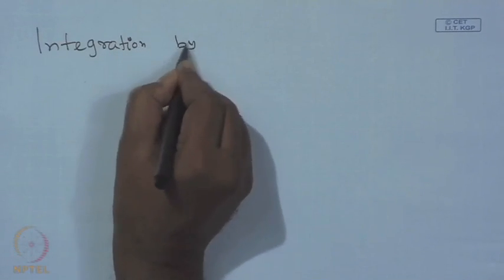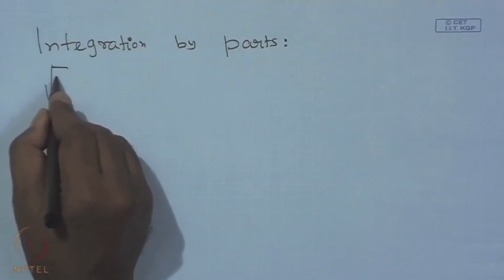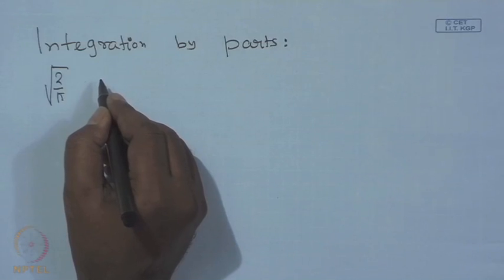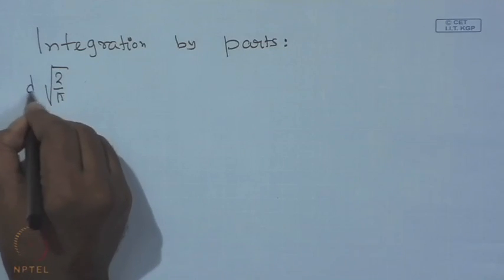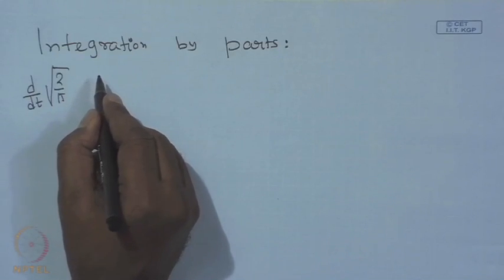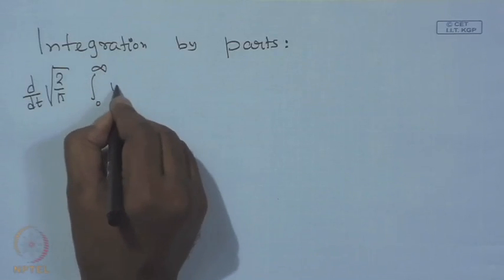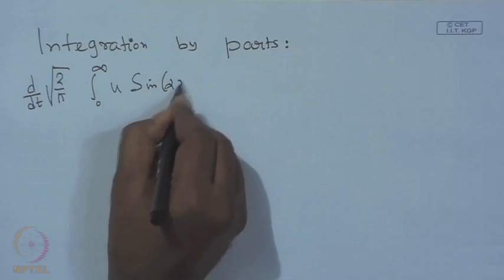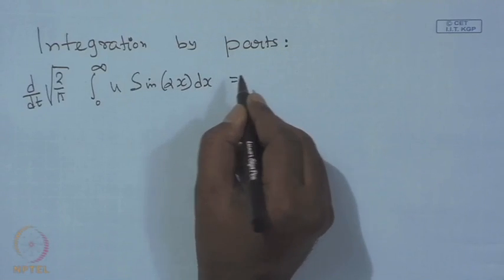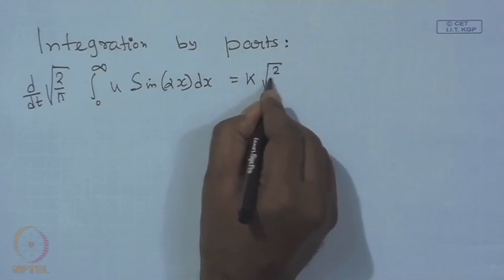Integration by parts. This will be root over 2 over pi. Del t can be taken out, so it will be d dt, integral 0 to infinity u sin alpha x dx. So, that will be the Fourier sine transform, equal to k root over 2 by pi.